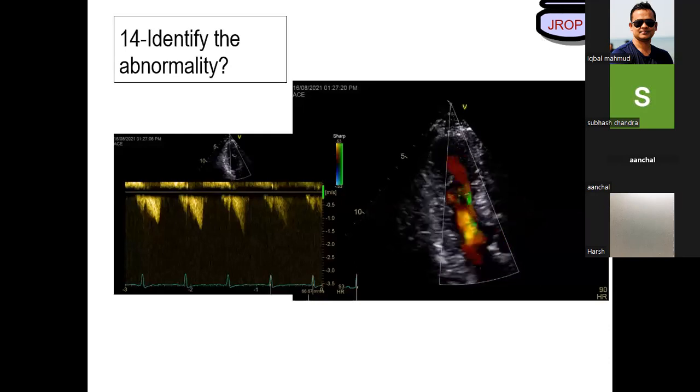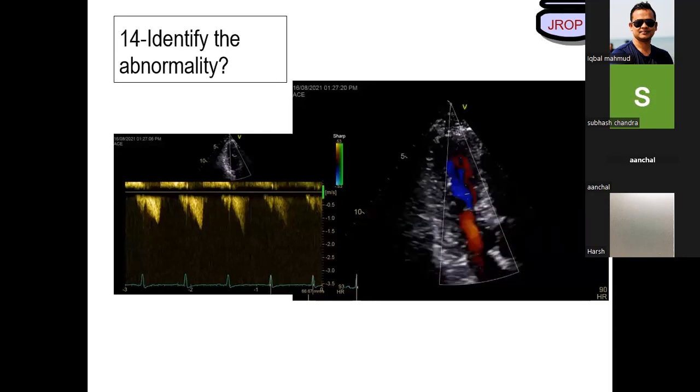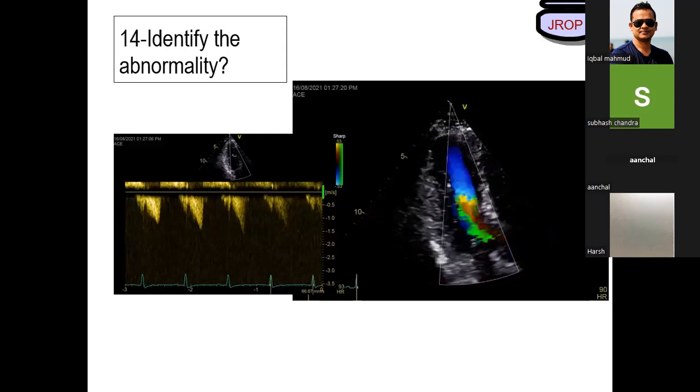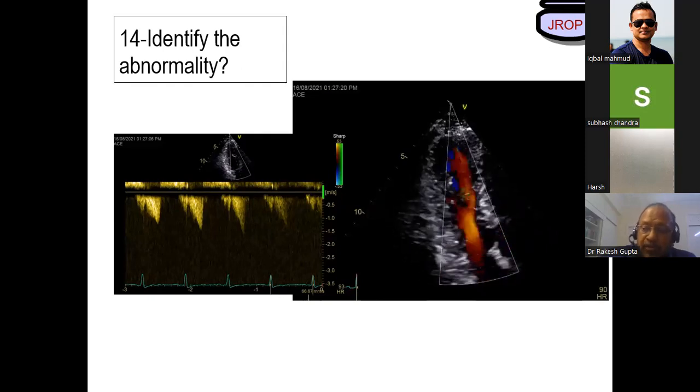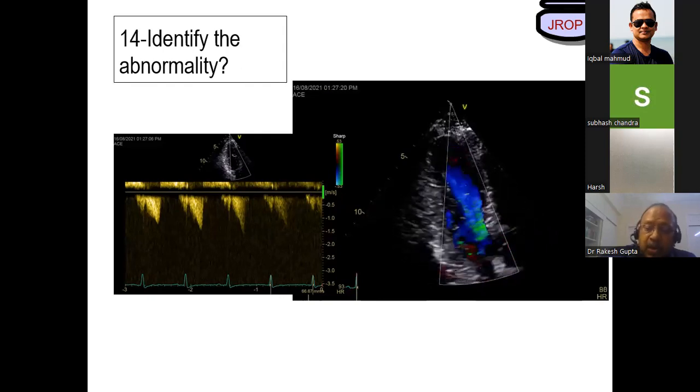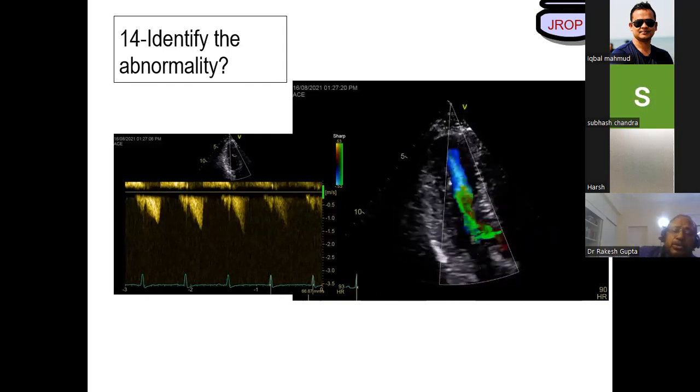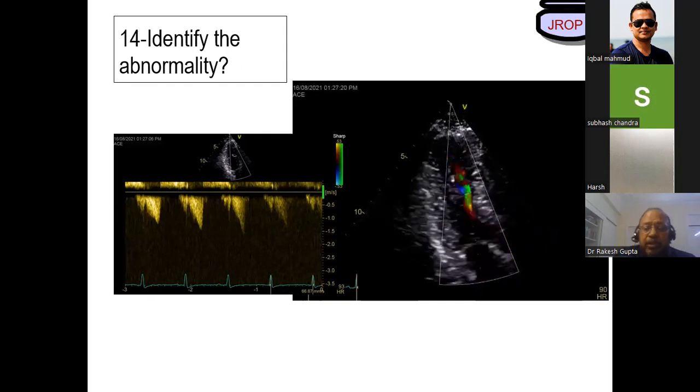Sir, just one thing. SAM is pathognomonic for hypertrophic cardiomyopathy, right, sir? Without hypertrophic obstructive cardiomyopathy, SAM can be present sometimes in other pathologies also, right, sir? SAM can be present without hypertrophy, without HOCM, right? No. HOCM is hypertrophic obstructive cardiomyopathy.